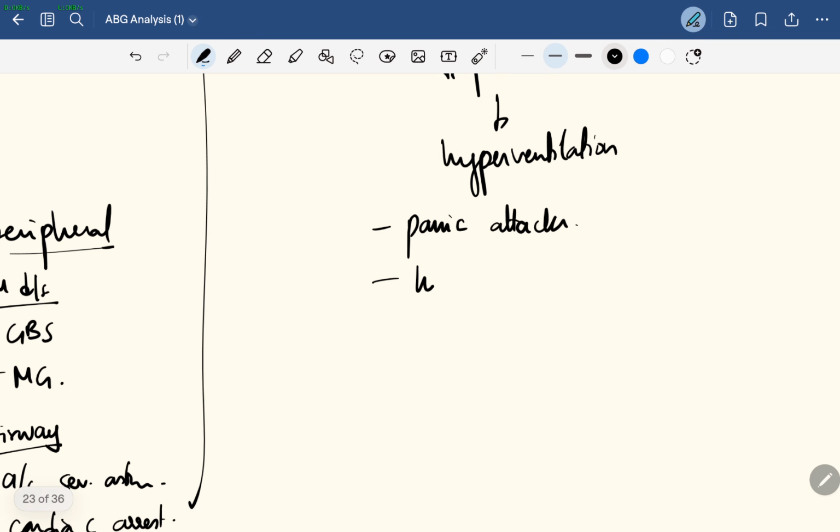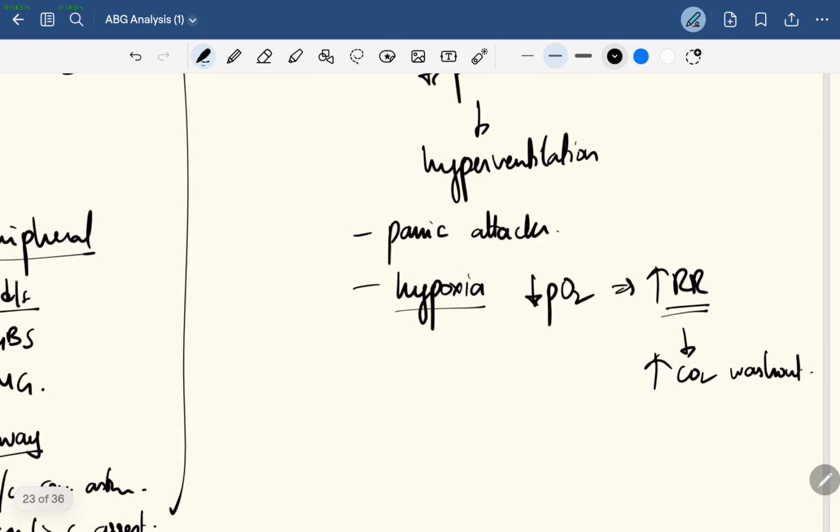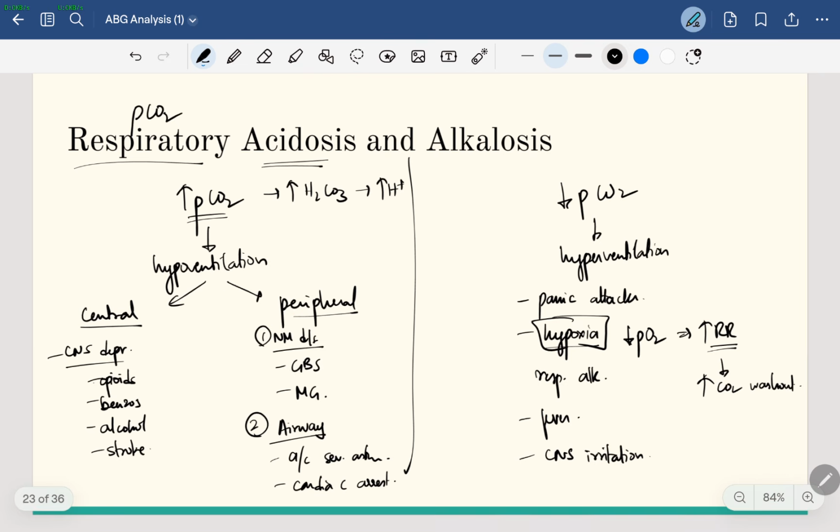And an important cause is hypoxia. Now, hypoxia might be tricky and might lead you to think of respiratory acidosis, but that's not quite the case. Here in hypoxia, when there's a low PO2, the body has to increase its respiratory rate in order to meet the oxygen requirements. And due to this increased respiratory rate, there will be increased carbon dioxide washout. So this is actually quite frequently tested. Hypoxia leads to respiratory alkalosis. It could be due to fever and in some CNS irritation. These are some causes of hyperventilation.